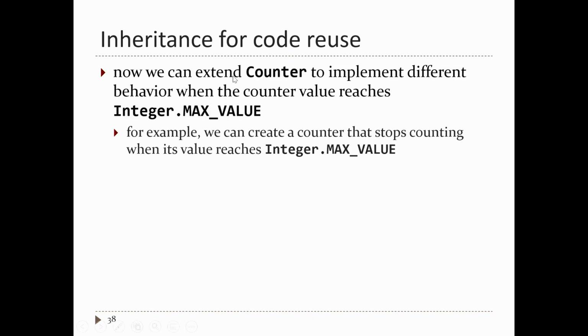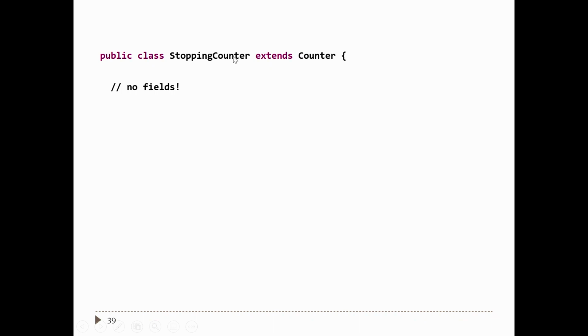Okay, once I've made those changes, I can now extend the Counter class to implement different behavior when the counter reaches integer max value. And it's very simple. You just override advance. So if I want a counter to stop counting when it hits max value, it's easy to do. So you subclass Counter. I'm going to call the class StoppingCounter.